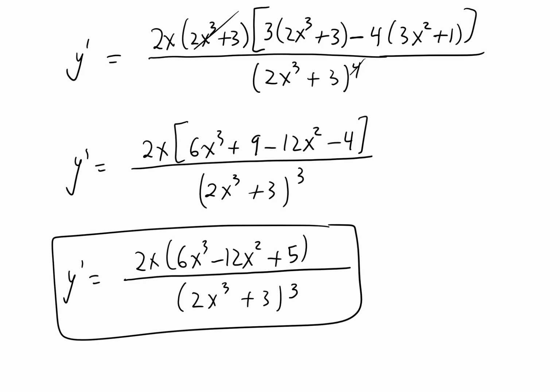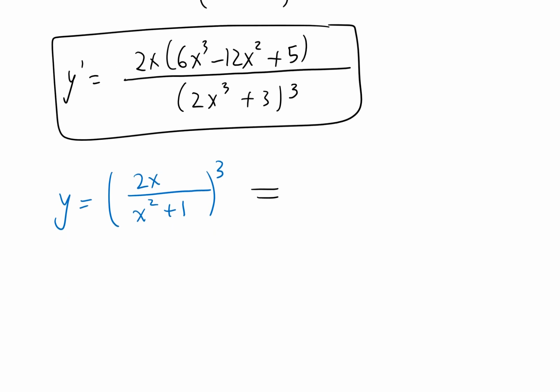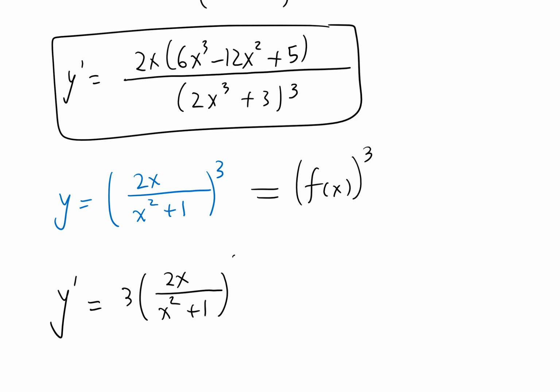Another example, say y equals (2x over x squared plus 1) to the third power. We need to find the derivative for this function. To do so, this looks like f of x to some power. So the chain rule says you bring the 3 down, subtract 1 from the exponent, times the derivative of the inside, the derivative of this.